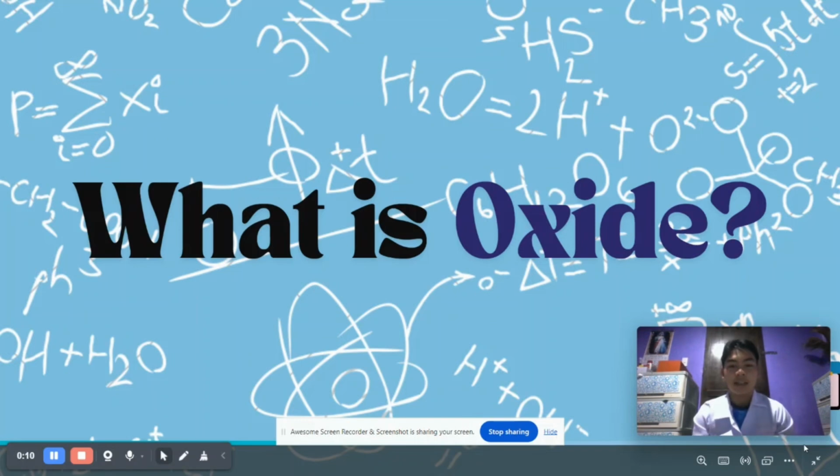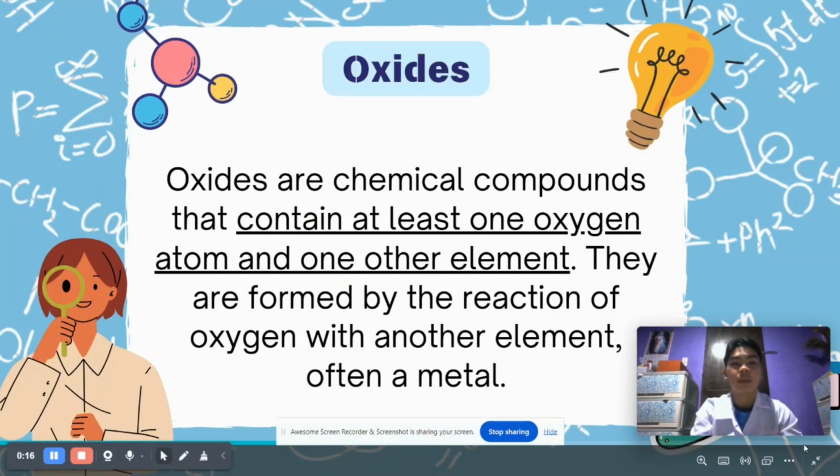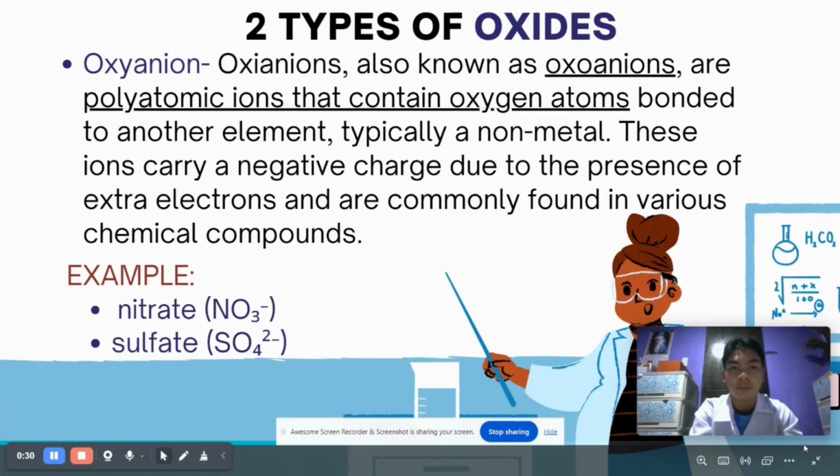Hello guys, here we are going to discuss oxides. What is an oxide? Oxides are chemical compounds that contain at least one oxygen atom and one other element. They are formed by the reaction of oxygen with another element, often a metal. So there are two types of oxides. First, we have the oxyanion.